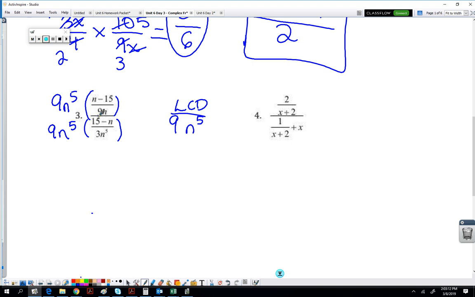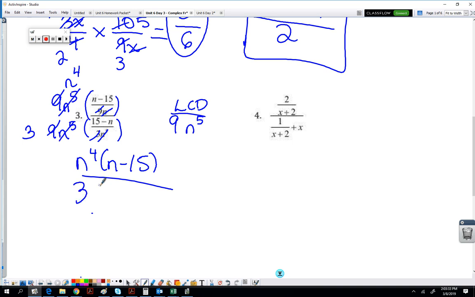Alright, so the 9 and the 9. And then I have n here, and this becomes n to the 4th. So I have n to the 4th times n minus 15. And now a 3 goes into 9 3 times, and then n to the 5th goes away. And so then I'm left with 3 times 15 minus n.